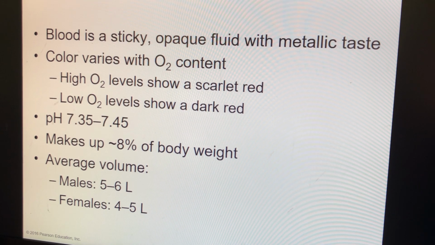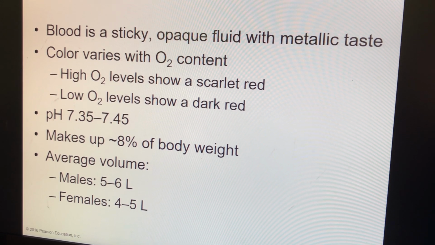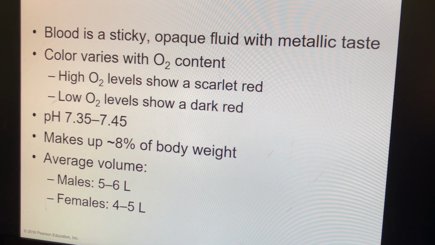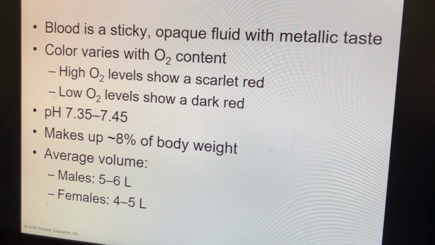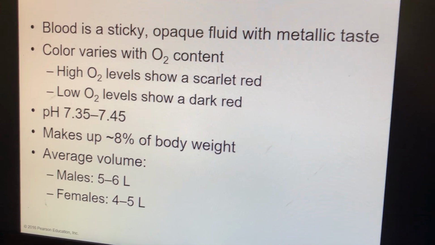For males and females, the easiest way to remember the blood volume is it's about 5 liters. For females, it's 4 to 5 liters of blood, and for males, it's 5 to 6 liters of blood.